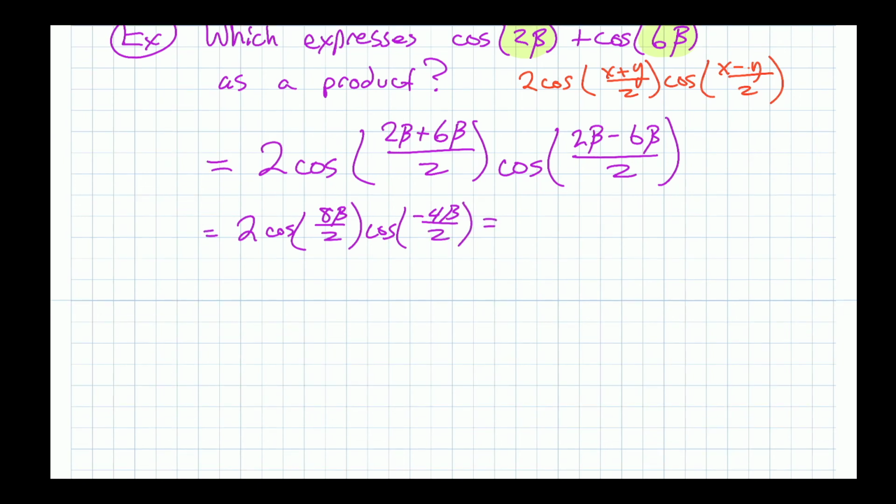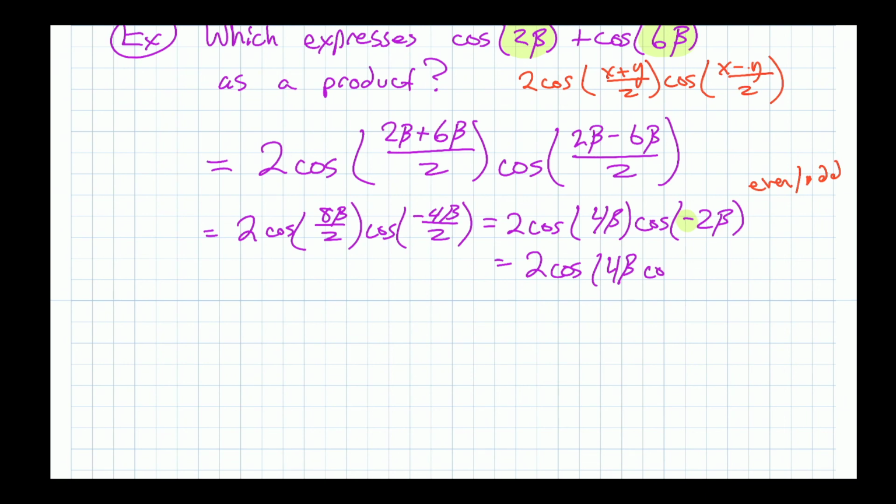So I can, first of all, divide those 2's. So I'm going to get cosine 8 beta over 2 is 4 beta. 4 beta over 2 is going to be 2 beta. It's negative. And then you have to use your even odd identity. Remember that for a cosine, it just kind of disappears. So even and odd identity again. And we're going to get just 2 cosine 4 beta cosine 2 beta.